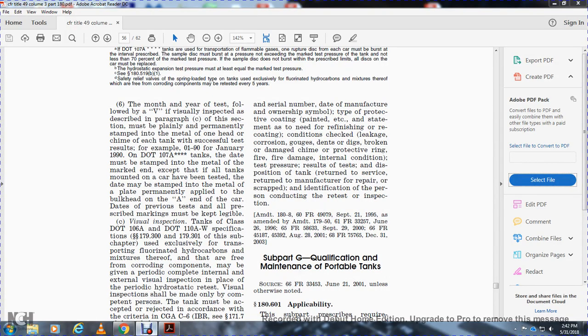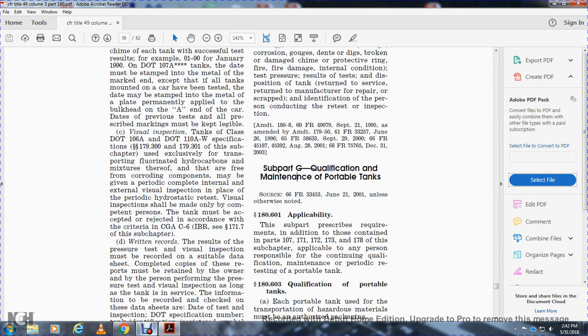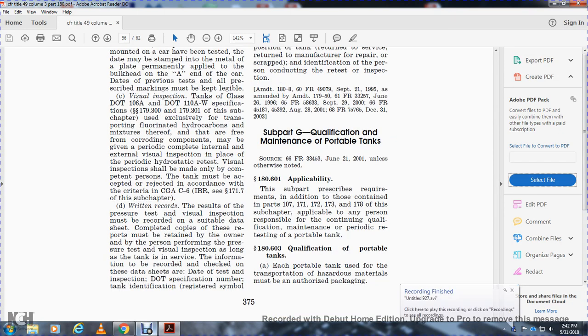Alright, Subpart G, Part 180, Chapter 1, Title 49. Subpart G, Qualification and Maintenance of Portable Tanks. Applicability. The subpart prescribes requirements and conditions for these contained in Parts 177, 171, 172, 173, 178, applicable to any person responsible for the continuing qualification and maintenance of the periodic retesting of portable tanks.